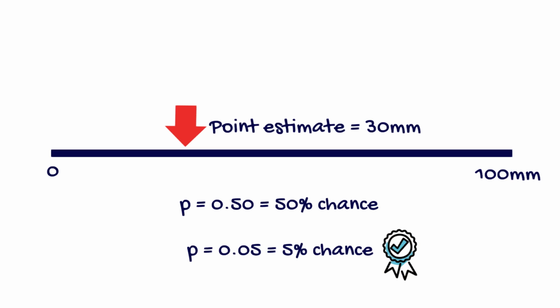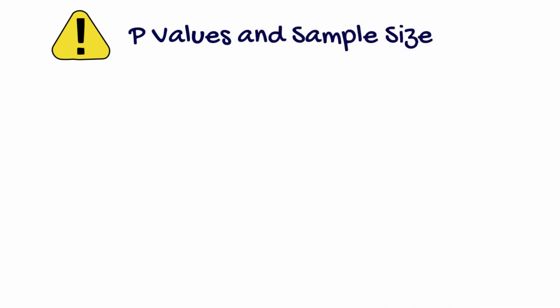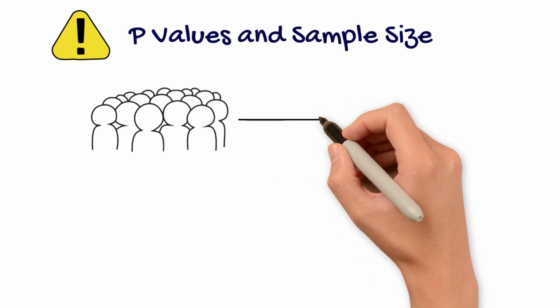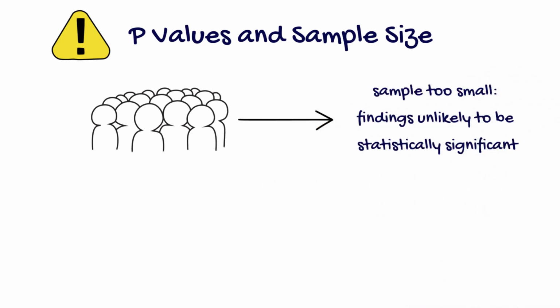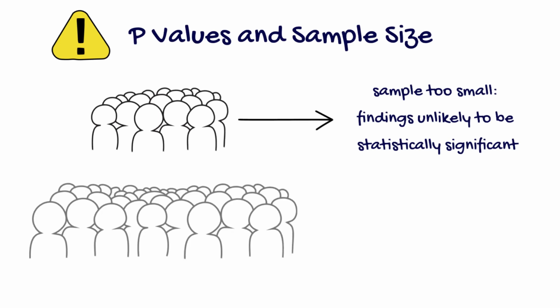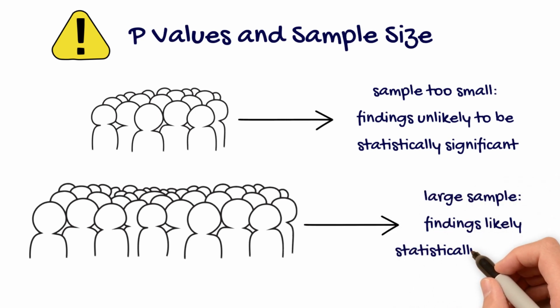It is important to remember that p-values are dependent on sample size. If a sample size is too small, you may never achieve statistical significance, even if the point estimate indicates a very large effect. The reverse is also true. If you have a very big sample size, even a small and clinically unimportant effect can be statistically significant. Thus, p-values on their own can be misleading, and we should never base our judgments on p-values only.